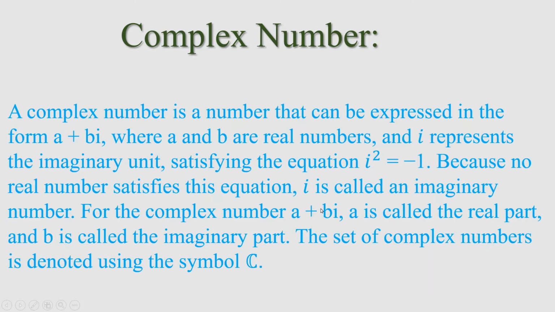For the complex number a plus bi, a is called the real part and b is called the imaginary part. And the set of complex numbers is denoted by using the symbol C.